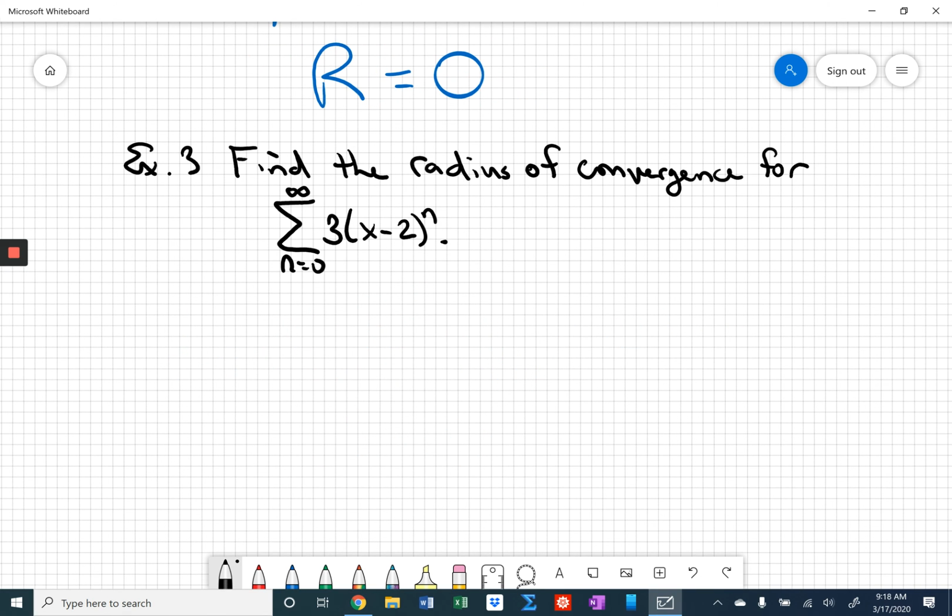All right, example number 3. Find the radius of convergence for the power series here: the sum from n equals 0 to infinity of 3 times the quantity x minus 2 to the power of n. Again, please pause the video and give this a try to see how well you can do without me.